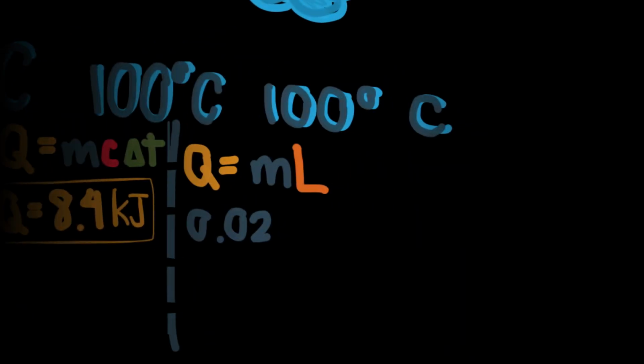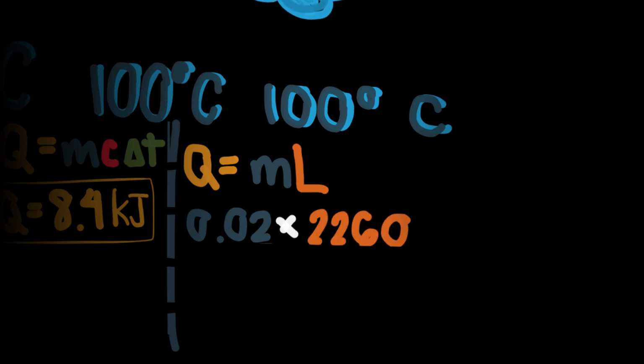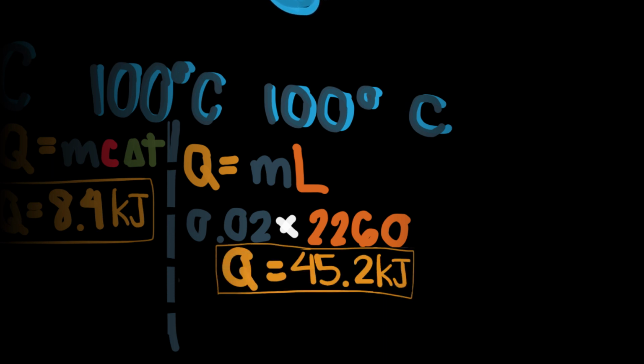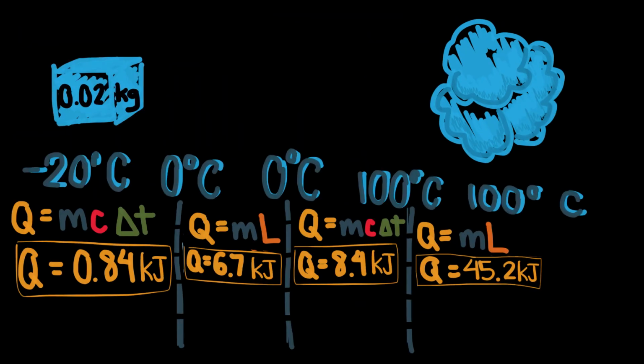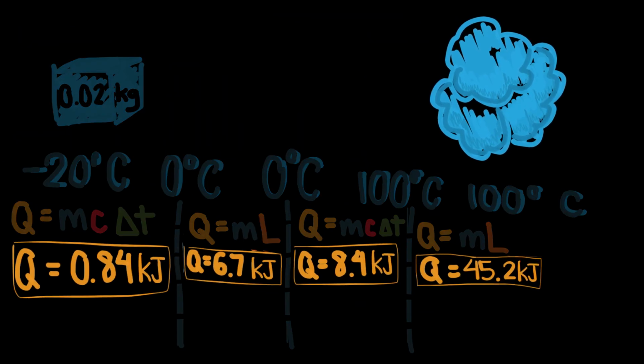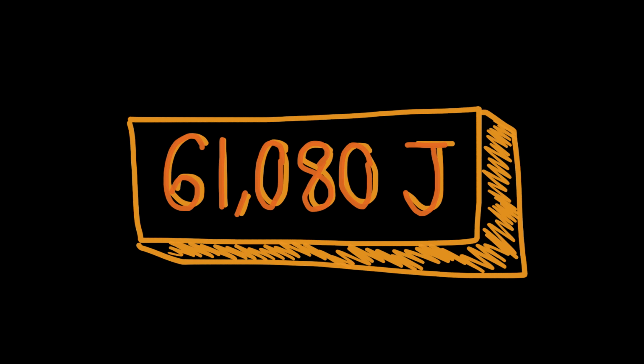For the last stage, the latent heat of vaporization of water is 2,260. So to go from boiling water to steam at this instant requires 45,200 joules of energy. All that's left is to add up the energies required to go from one state to the next, and we get 61,080 joules of energy.